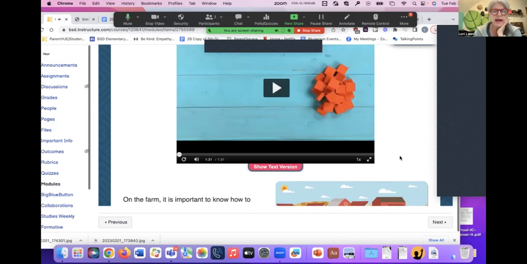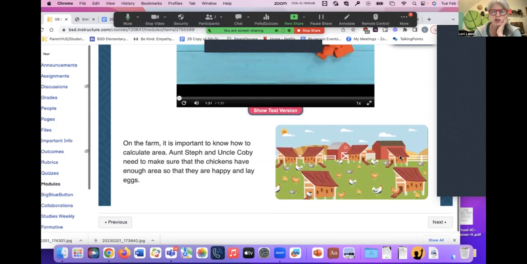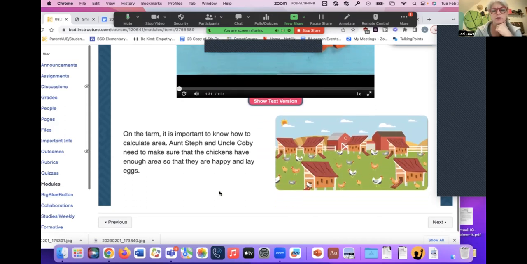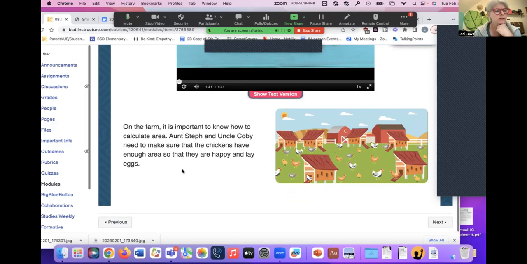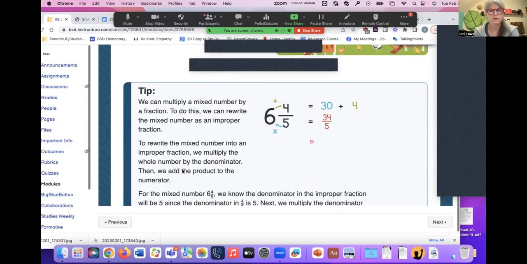And the good thing about that is seeing that sometimes if you're measuring a shoe, you're not going to come out with an even amount of whole numbers. You're going to use fractions. On a farm, it's important to know how to calculate area. Aunt Steph and Uncle Kobe, you need to make sure the chickens have enough area so they're happy and lay eggs. Thought they were setting the table, but now they're laying eggs.